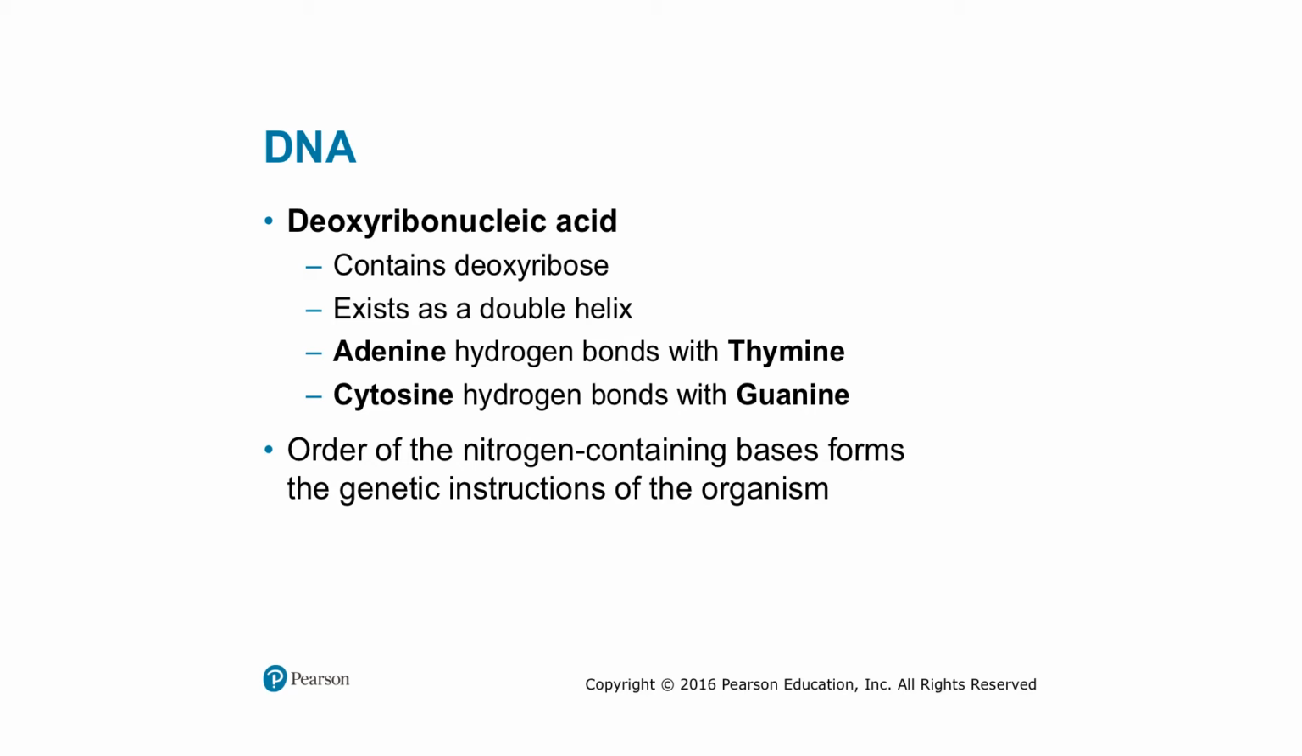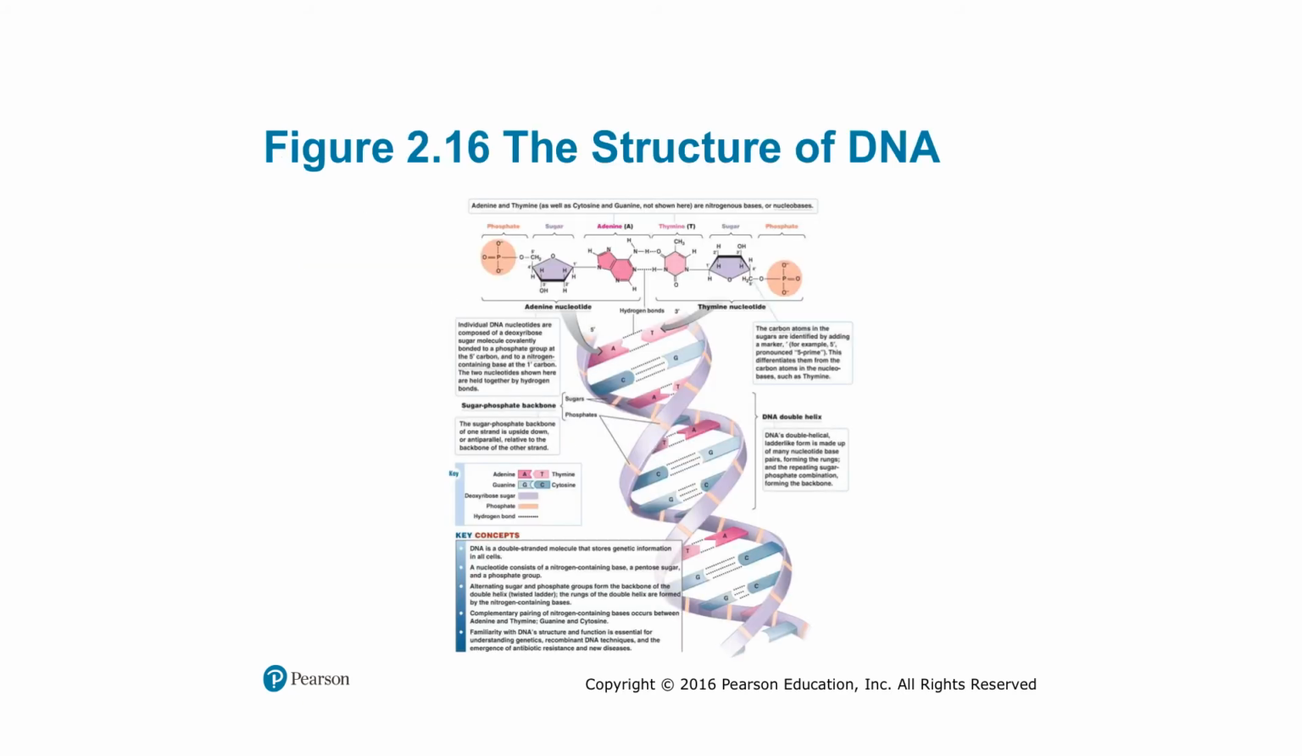So DNA is deoxyribonucleic acid. It contains deoxyribose. It exists as a double helix. The adenine hydrogen bonds with thymine, and cytosine is always going to hydrogen bond with guanine. And the order of the nitrogen-containing bases forms the genetic instructions for the organism.